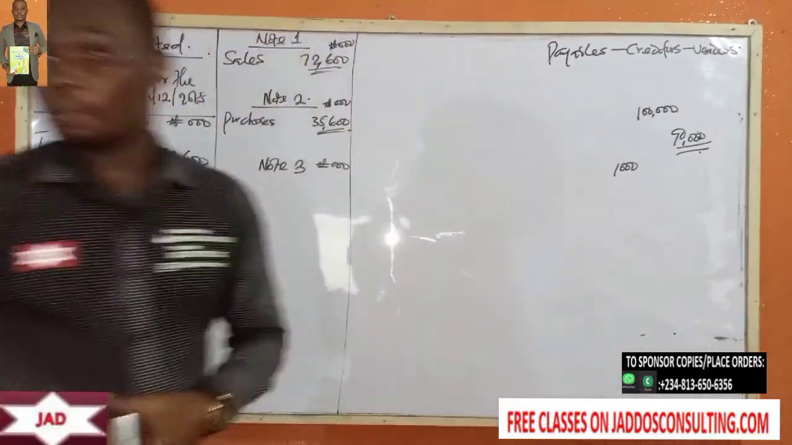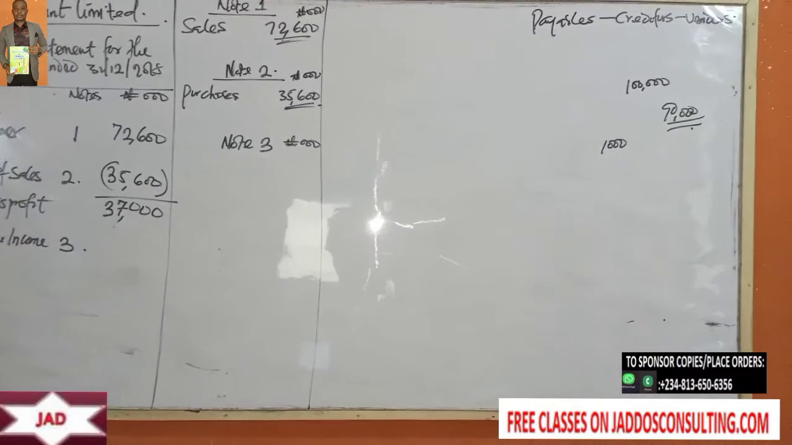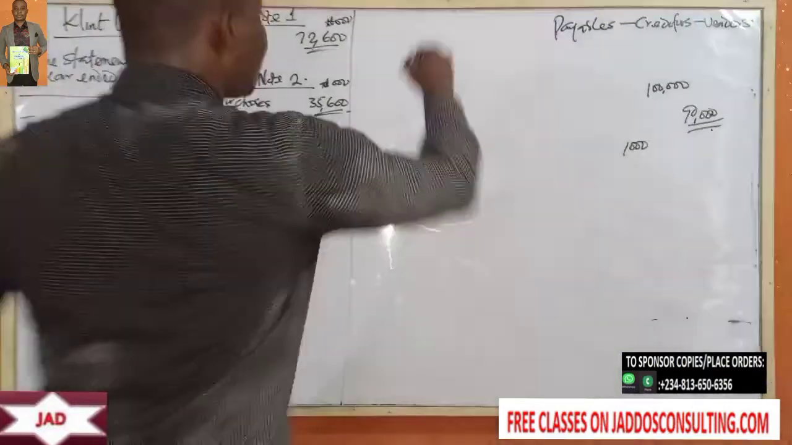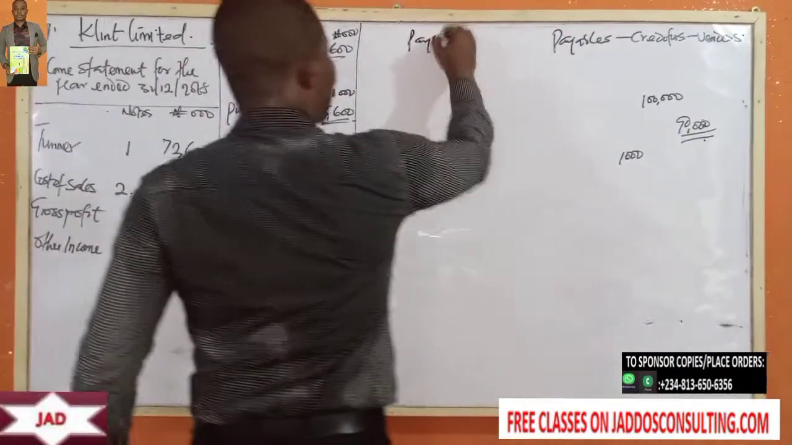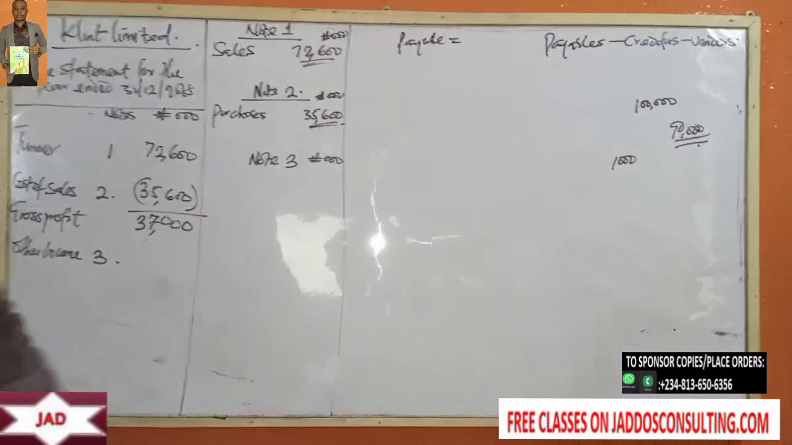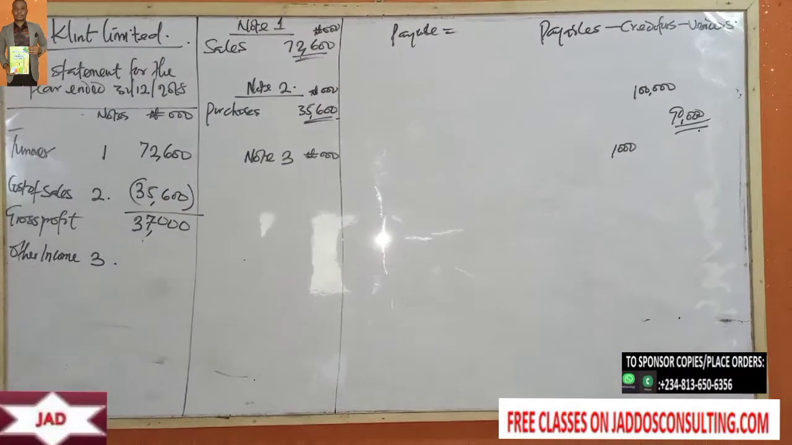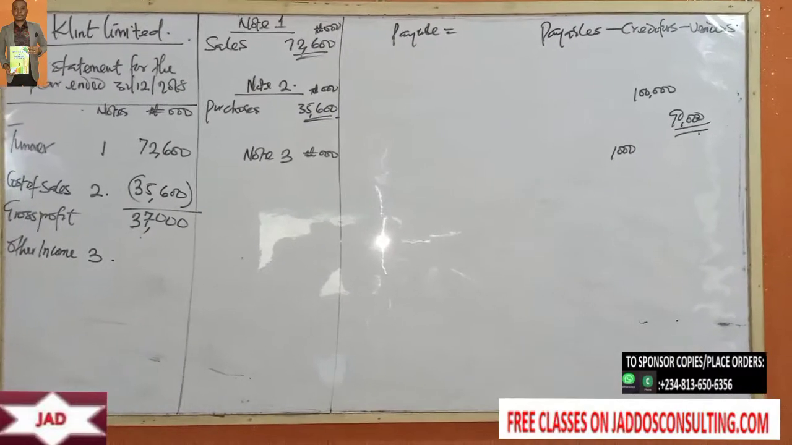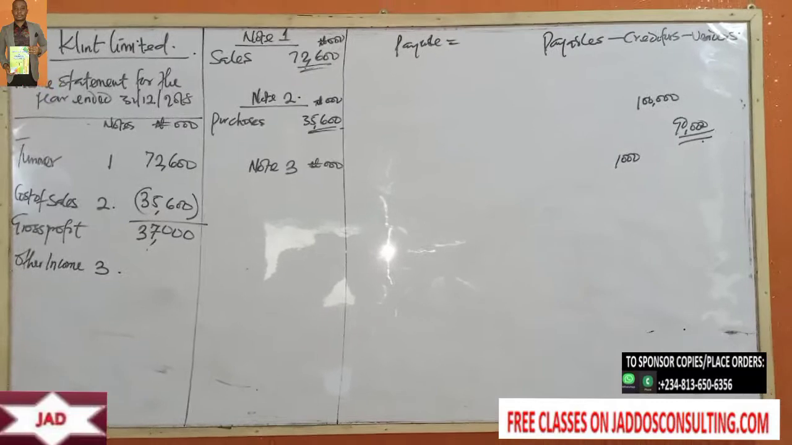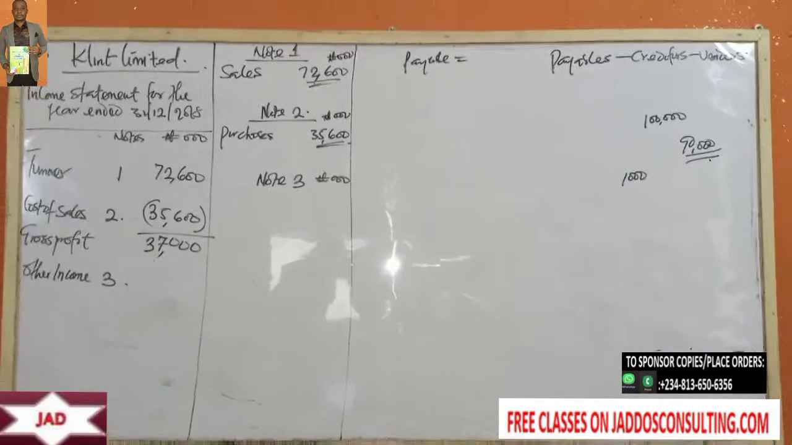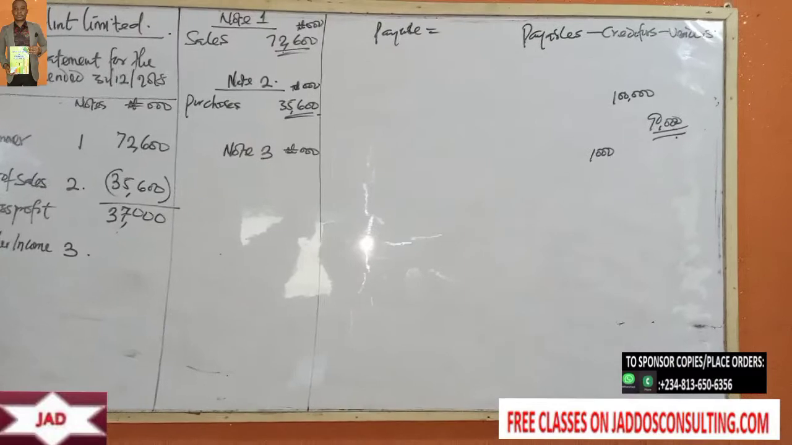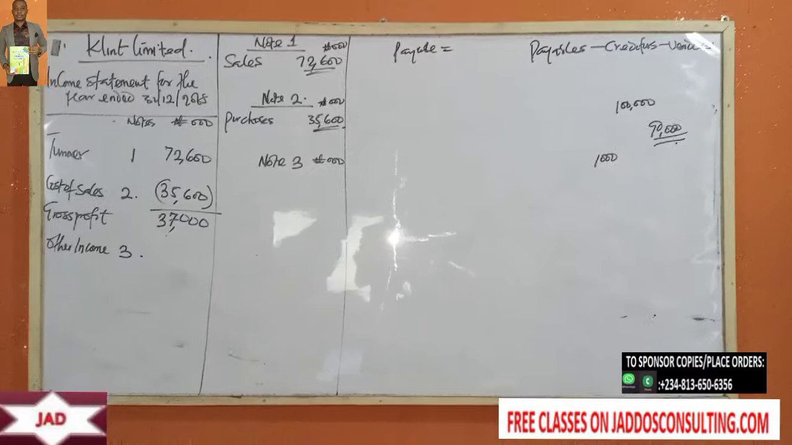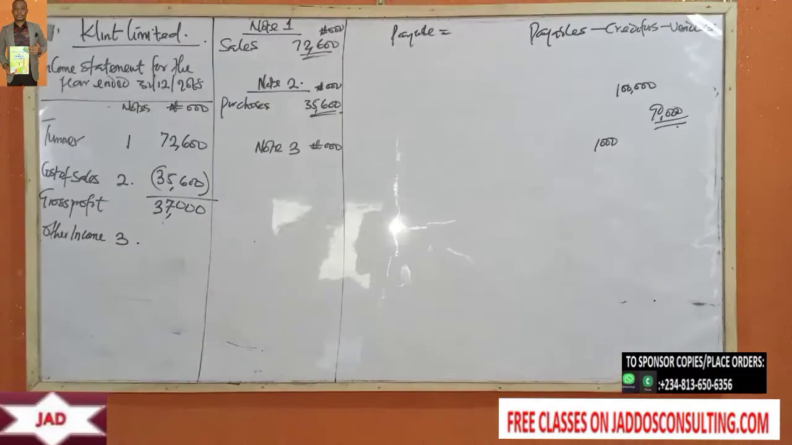So let's go back to what the question said. It said it was decided to make 10% provision for discount in settling payables. So the question is, payables or creditors according to the question, what do you have there? Let's see. I can see 6,000. So creditors here is 6,000.